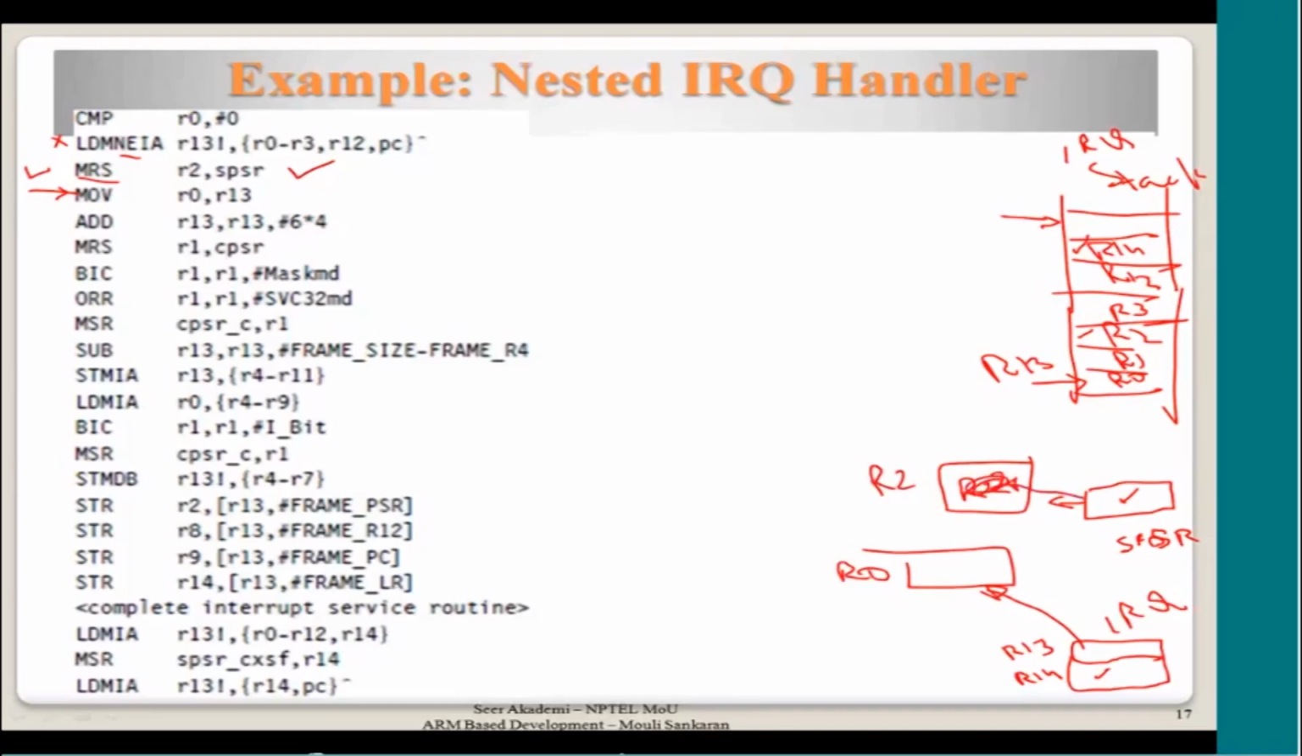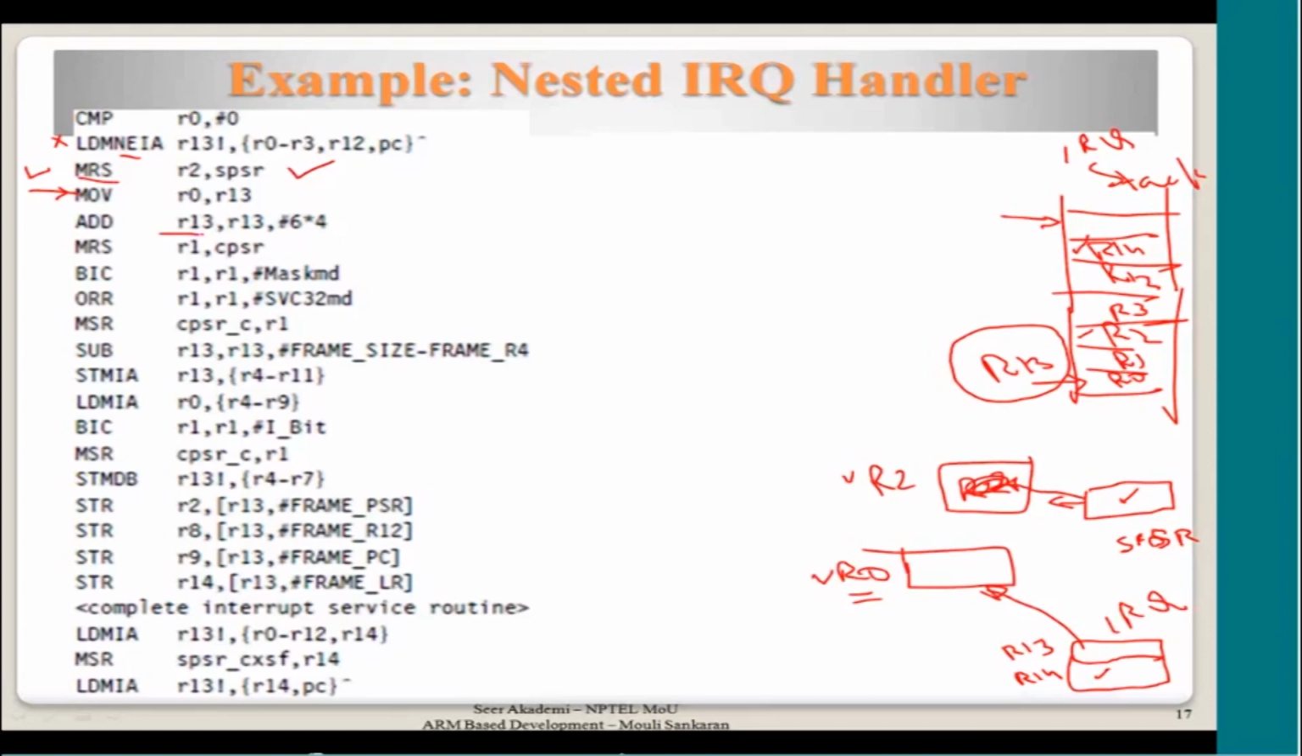So R0 can also be overwritten. Can it be overwritten? Yes, of course, because R0 is saved here. So we can overwrite it with a value from some other register. I will explain why I am copying R13. Right now you assume you understand R13 is copied. That means wherever the stack is pointing is copied into R0. Very good.